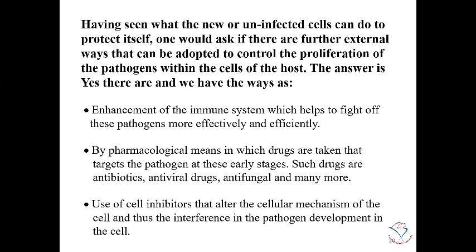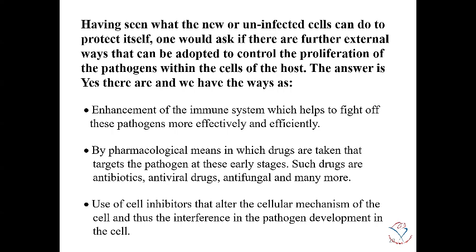One is enhancement of the immune system, which most of the time we do by vaccines and other things. Enhancement of the immune system helps to fight off this pathogen more effectively and efficiently. Two, by pharmacological means, in which drugs are taken that tackle the pathogen at these early stages. Early stages like when they are trying to attach, or when they have attached and have gotten themselves into the cell, the drugs will stop it from multiplying within the cell. And if you can stop it from multiplying within the cell, then there will be no proliferation. And if there is no proliferation, there will be no disease in the host. And you can do that by use of antibiotics, antiviral drugs, antifungal, and many others.